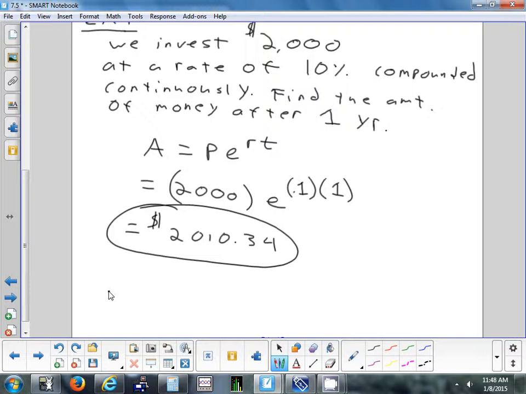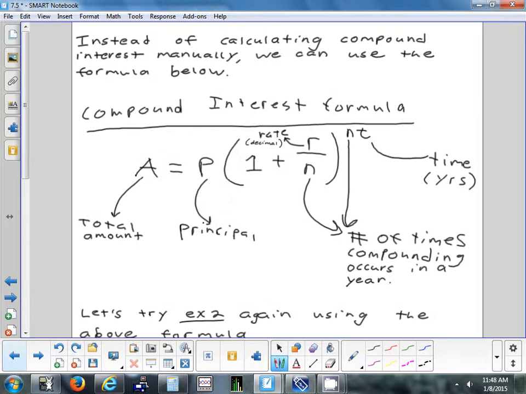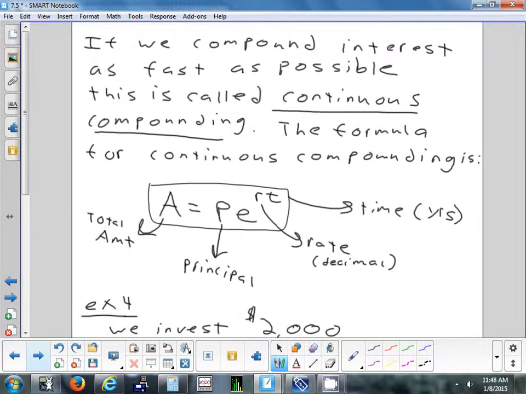Okay. Any question on that? All right, so that's basically how you can calculate interest on a savings account, either compounded a certain number of times or compounded continuously. So make sure you know that formula for the test and that one.